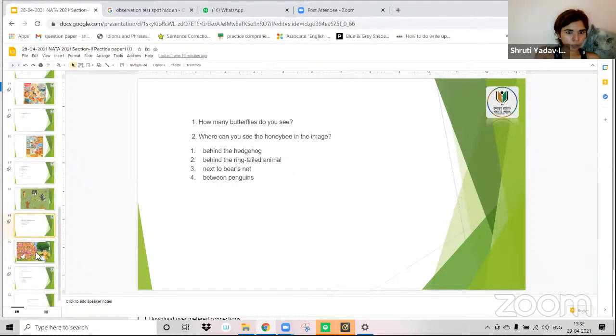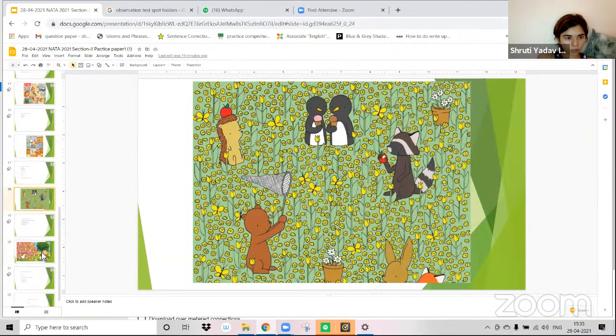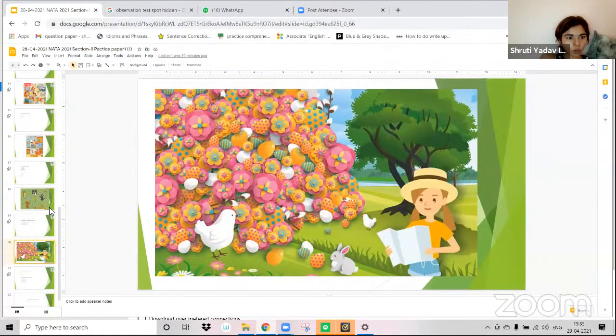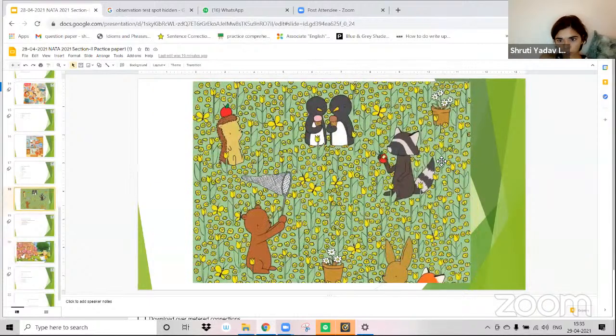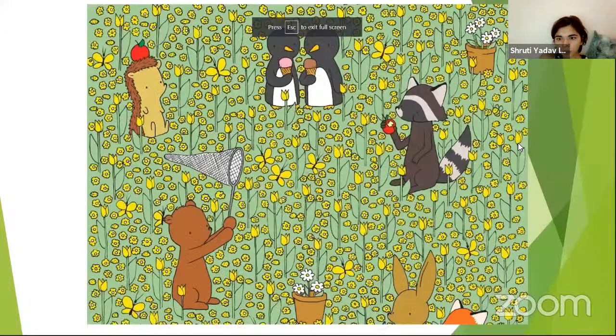Then we have one more pattern-based question, like this one. Can you show the honeybee? Oh, you couldn't find it. Okay, here, when you see this, right here. Should I present it? Here, you see this? Okay.